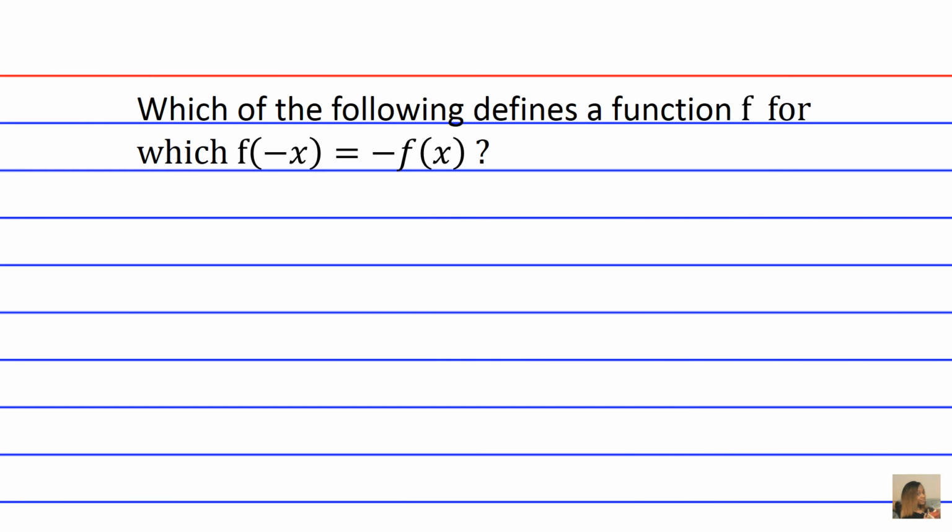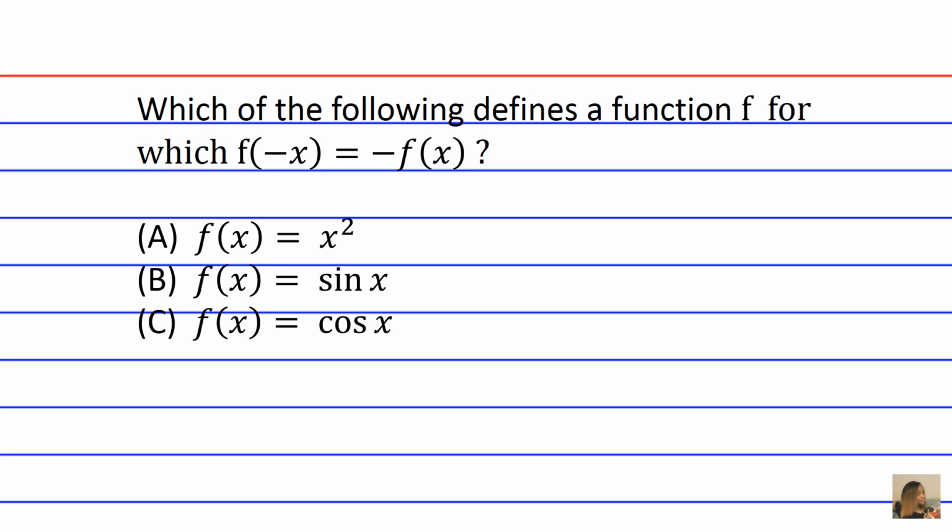Which of the following defines a function f for which f of negative x is equivalent to negative f of x? A, f of x equals x squared. B, f of x equals the sine of x. C, f of x equals the cosine of x. D, f of x equals the log of x. Or E, f of x equals e to the x.